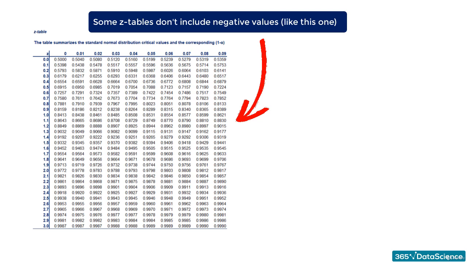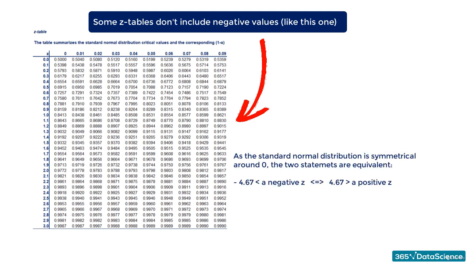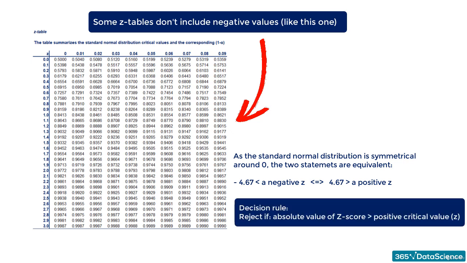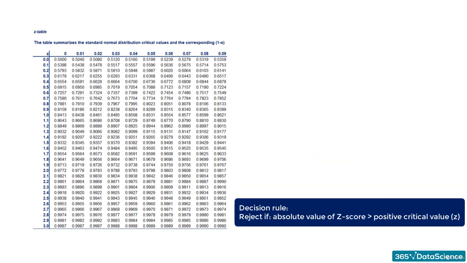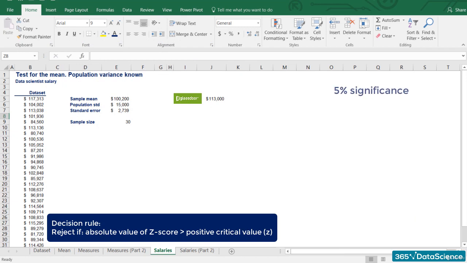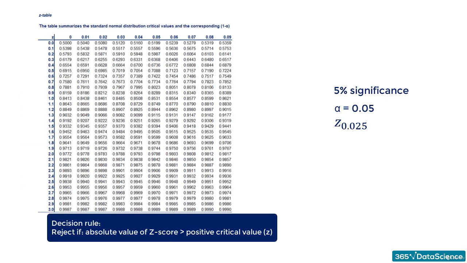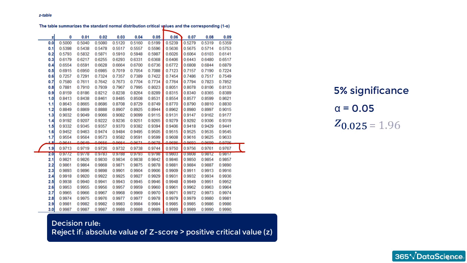You should be aware that the two statements, minus 4.67 is lower than the negative critical value, is the same as 4.67 is higher than the positive critical value. Thus, our decision rule becomes absolute value of the z-score should be higher than the absolute value of the critical value. Using 5% significance, our alpha is 0.05. Since it is a two-sided test, we check the table for z of 0.025. The corresponding value is 1.96.